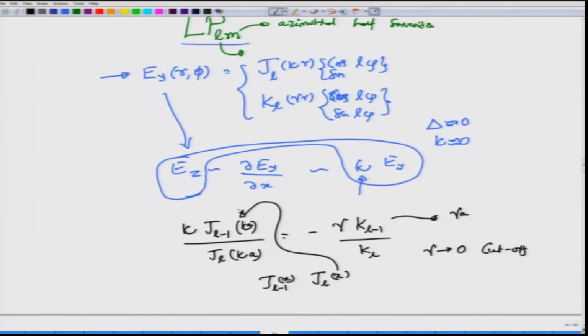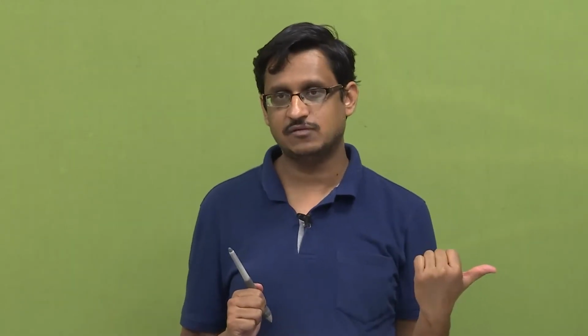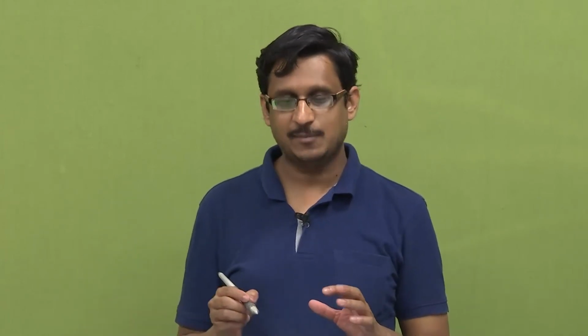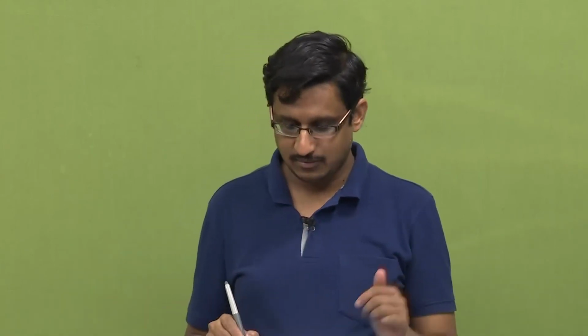So, the solutions of kappa A will always lie between the zeros of JL minus 1, that is the L minus 1th order Bessel function, and the JL function, the Lth order Bessel function. In fact, these LP LM modes can be related to the hybrid electric and hybrid magnetic modes as well.